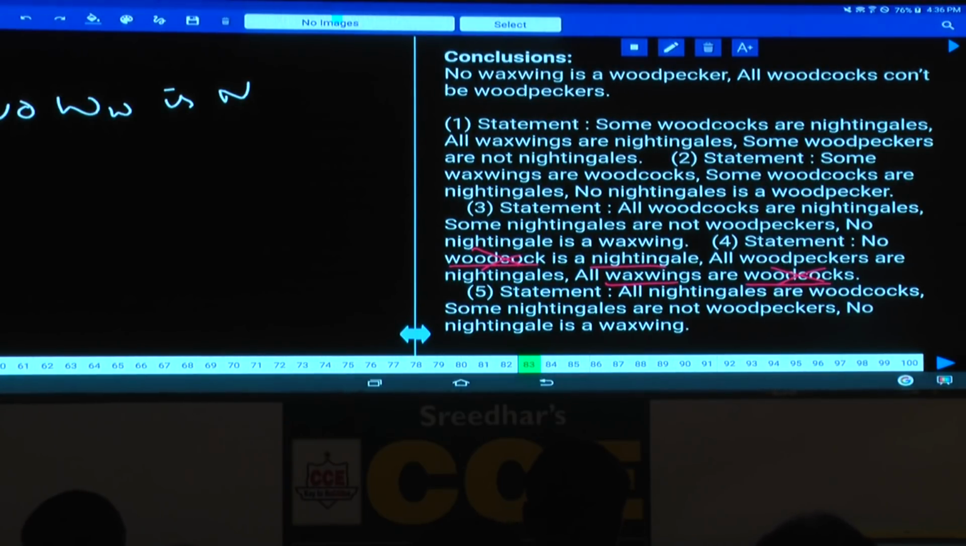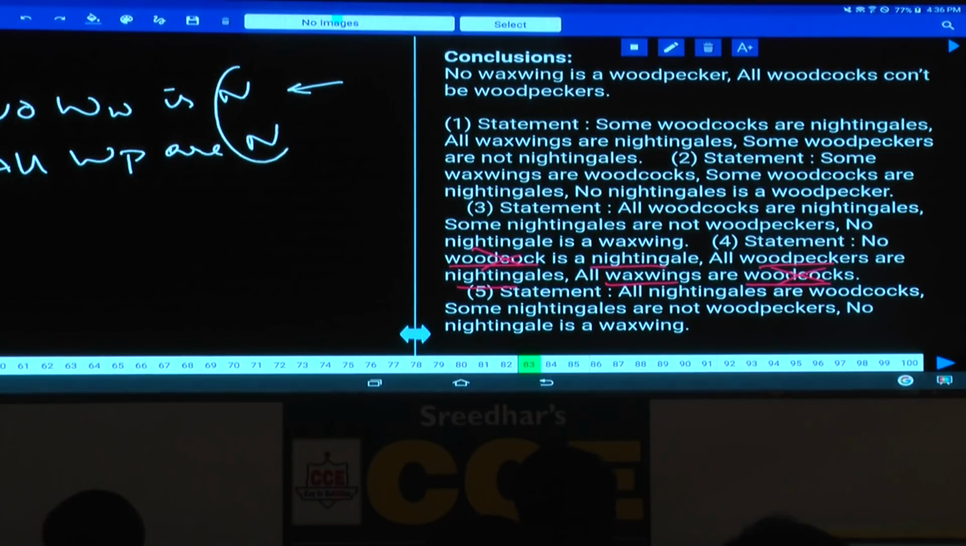And what is the other thing left over here? All woodpeckers are nightingales. Are you following this one or not? Now this is the combination of which two statements? Second and the third. Now this is the first statement. Then middle term distributed, isn't it? Middle term distributed means this is tick and tick, or tick and cross. Middle term distributed at least once.